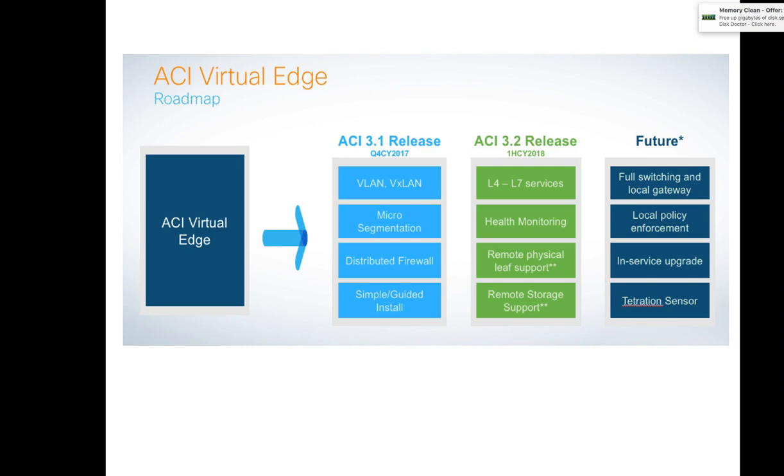These are some of the roadmaps of the ACI Virtual Edge, the AVE. Right now we are on release 3.2. That's what we will use in this demo. And basically we have a lot of features over here that you can see. VXLAN, microsegmentation, distributed firewall, guided install, and then of course we have the remote physical leaf support, remote storage support, and then full switching and local gateway are coming, local endpoint policy enforcement, and then in-service upgrade and titration sensors.